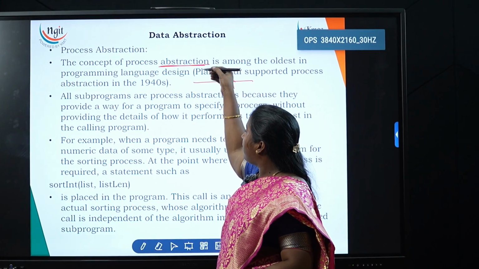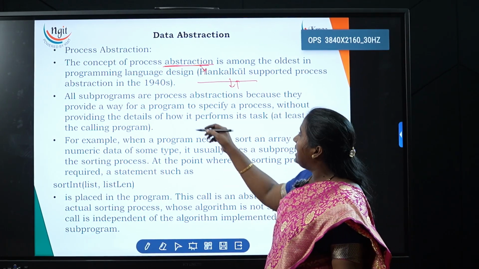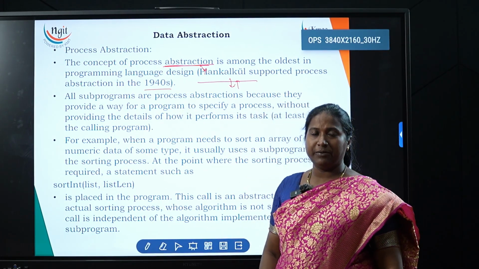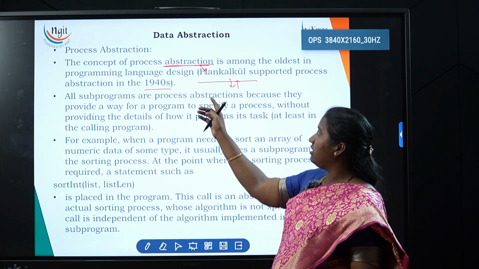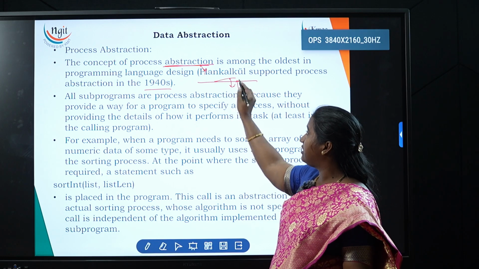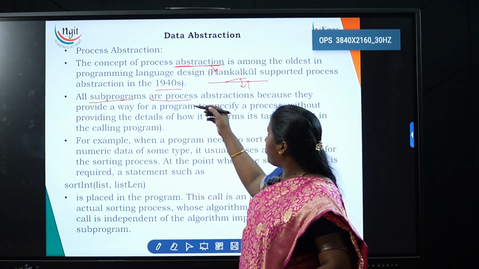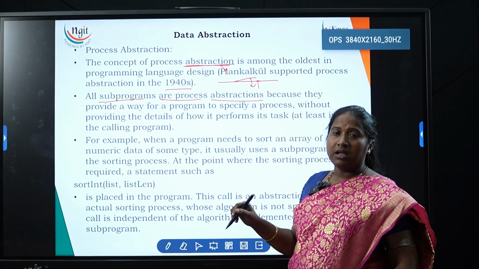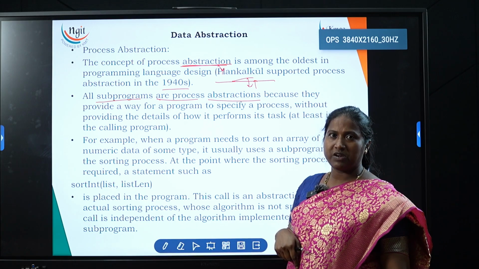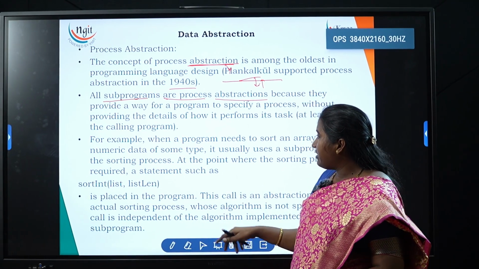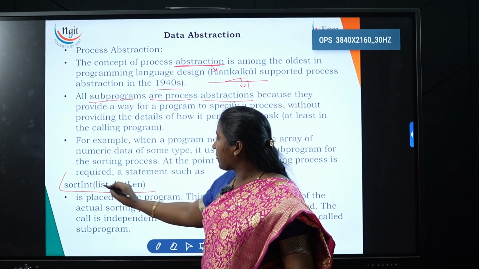So the origin of abstraction started from the plan calcul, and the year is 1940. So from the 1940s we were using abstraction in the languages. Now all subprograms are process abstractions. That means every function, you can say, is a process abstraction. Now I have an example here to show. Let's look at this example.